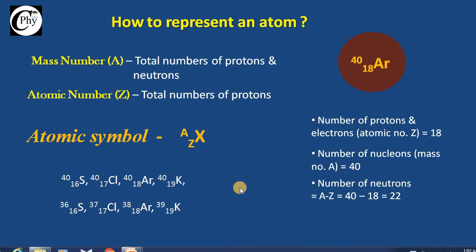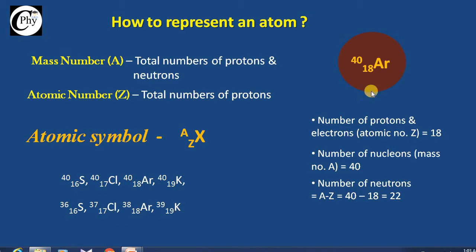Now you should remember that atoms are identified by two quantities. One is the mass number and the other one is the atomic number. The mass number is the total number of nucleons, that is the total number of protons and neutrons in a certain atom, whereas the atomic number represents the total number of protons present in the atom. So any atom can be represented by this atomic symbol, where A is the mass number and Z is the atomic number.